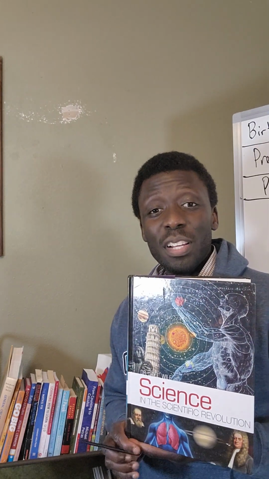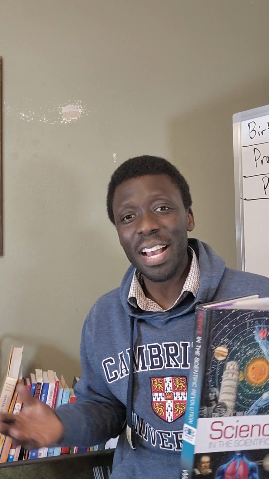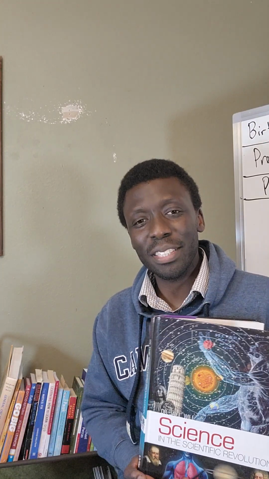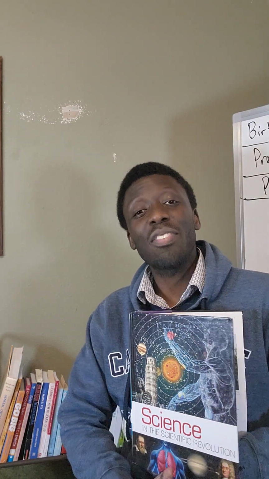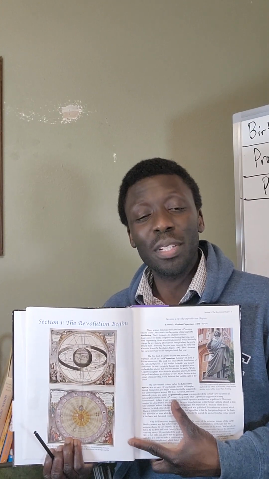So we're in our course, Science and the Scientific Revolution, the history of innovations and the history of science, and all of that is combined in this course. The very beginning of the scientific revolution started with Nicholas Copernicus. That's where we would put it.